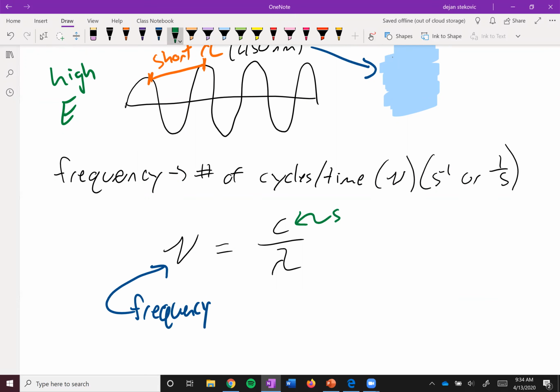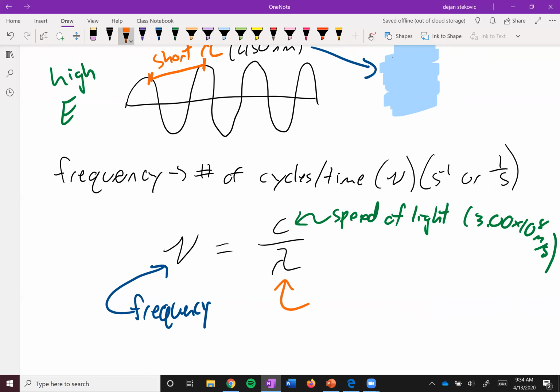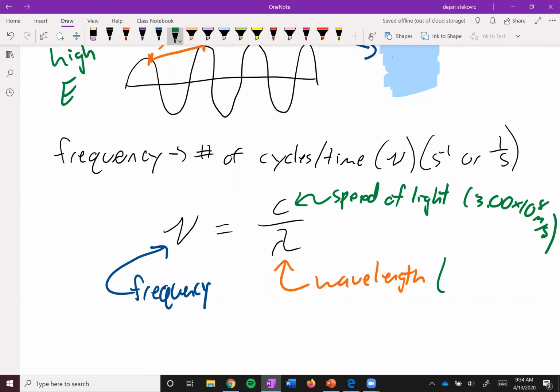This c here is the speed of light. So 3.00 times 10 to the 8 meters per second. And then this lambda down here is the wavelength. And wavelength is generally given, if we're talking about visible light, in nanometers. So one thing I want you to know is that 1 meter equals 10 to the 9th nanometers, right? It's just another unit conversion.